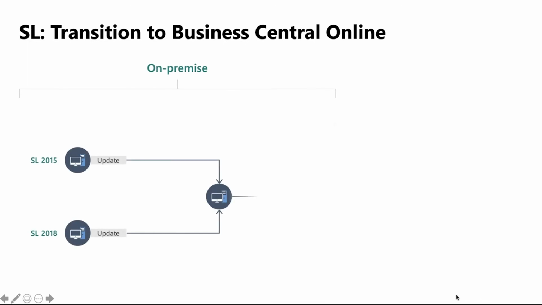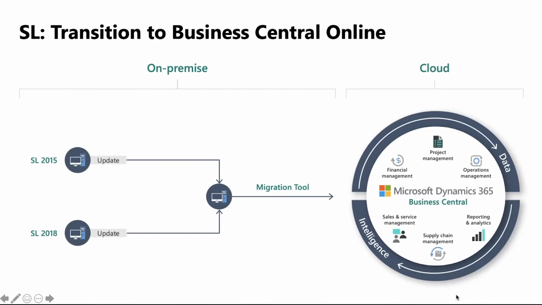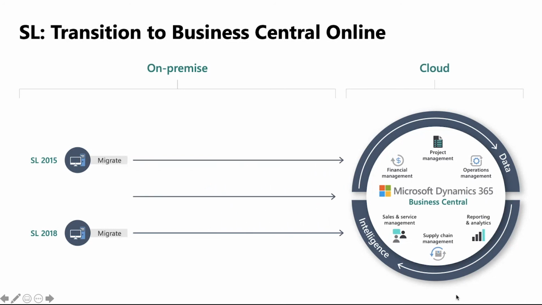For SL, the same concept is true. There is a migration tool built to support SL 2015 and 2018 migrations from the on-premise tool to the Business Central Cloud. And here, the same concepts exist. We go ahead and install that product, and we essentially move data from the on-premise version to the cloud. And the same type of data would move with SL as compared to GP.